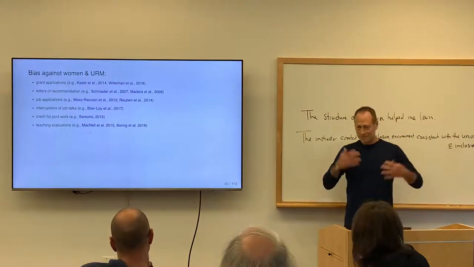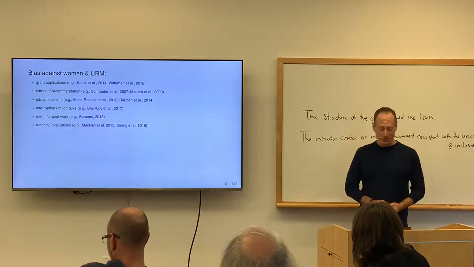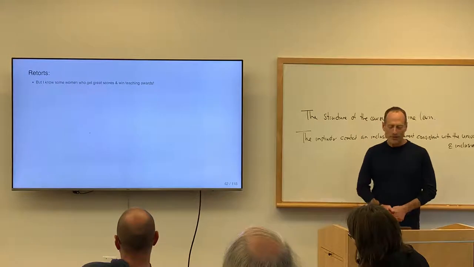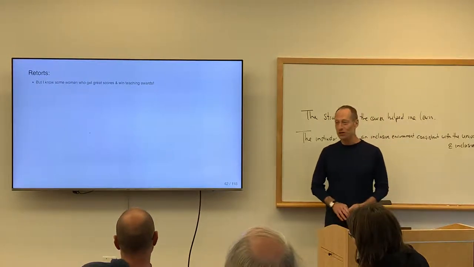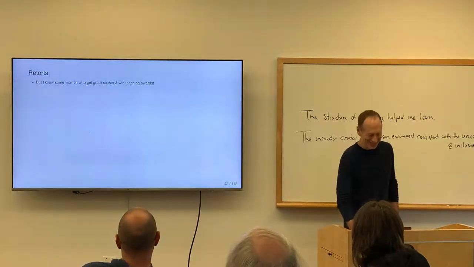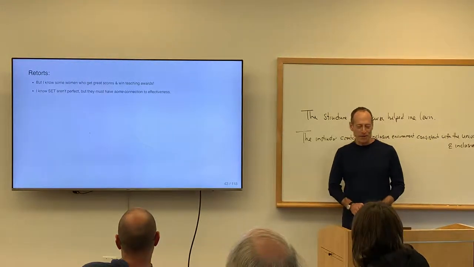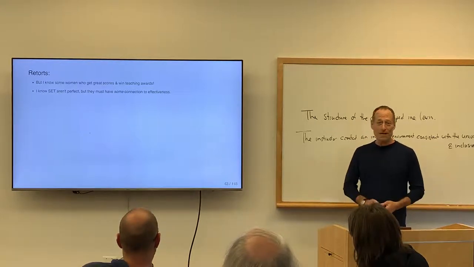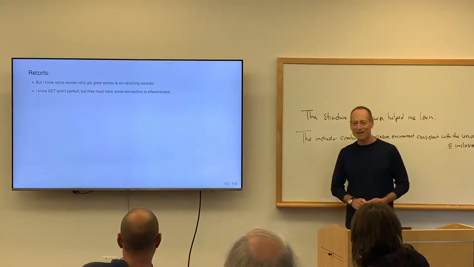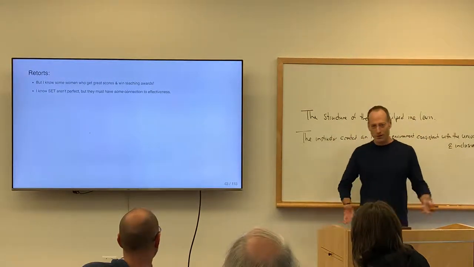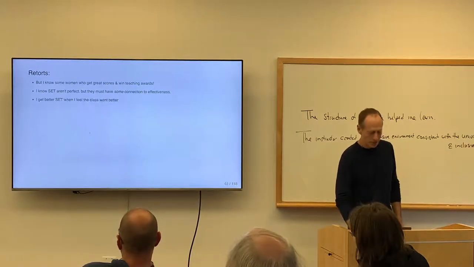When I say, gosh, there's a gender problem, gender biases in student evaluations, I get pushback of various kinds. One of them: I know some women who get great scores and win teaching awards. Another: I know student evaluations aren't perfect, but they must have some connection to effectiveness. Maybe they do, maybe they don't. Actually, the evidence is that they do, but it's a negative association, not a positive association. But even if they did, the question is, what are they measuring more of? How big is the signal? How big is the bias?